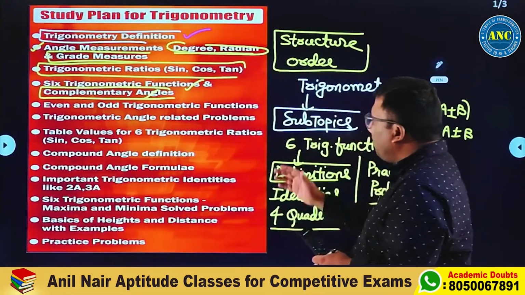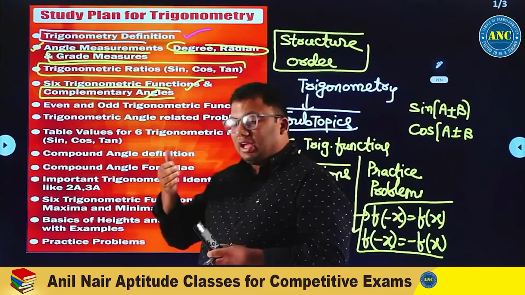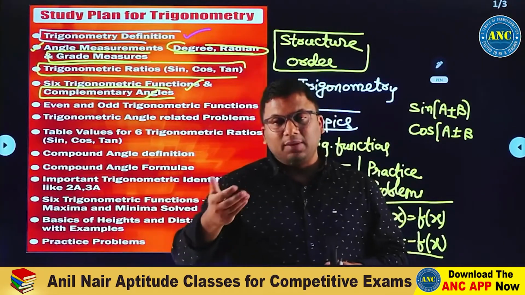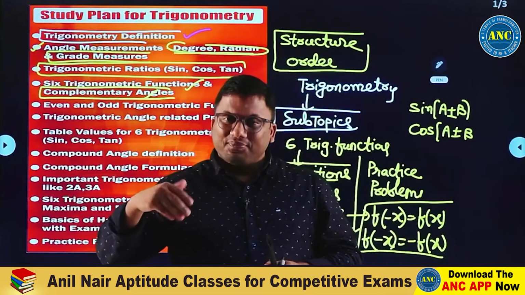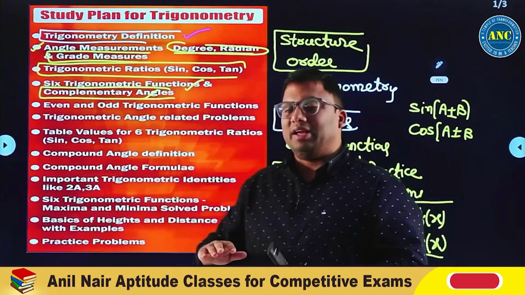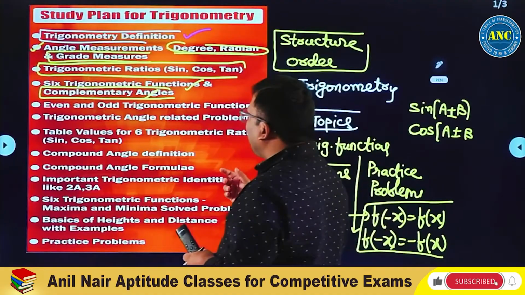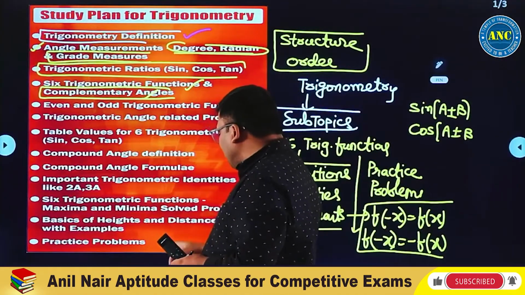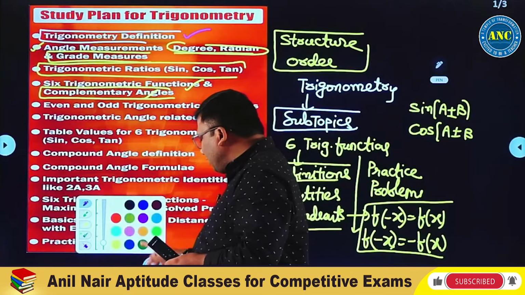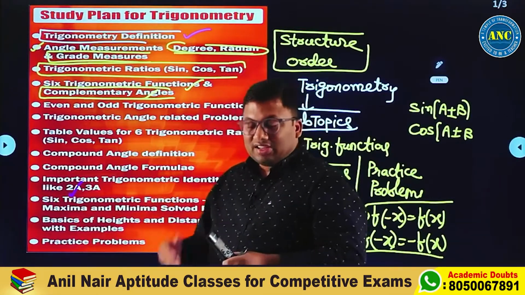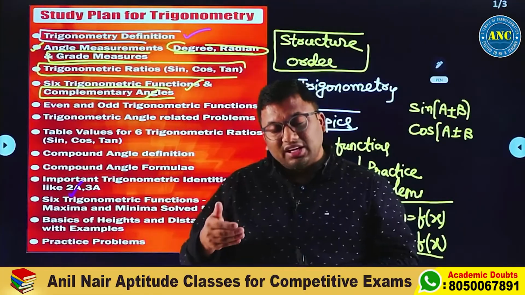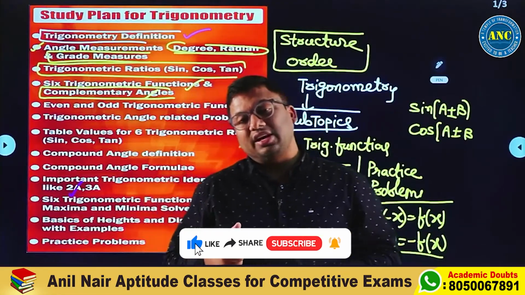So, very important: complementary angles, A plus B, A minus B, sin A plus B, sin A minus B, cos A plus B, cos A minus B, tan A plus B, tan A minus B. Once you put A equivalent to B, you will get all these values. What are the values you will get? Sin 2A, cos 2A, sin 2A in terms of sin A, cos A, it is 2 sin A cos A.